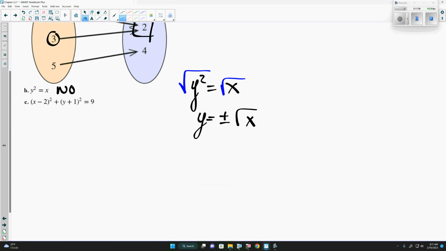How about C? What do we think? Is this a function? Yes, no. Does anybody know what that equation's for? It's a circle, so this is no. It's the equation of a circle with center 2, -1 with a radius of 3. So no, this isn't a function.